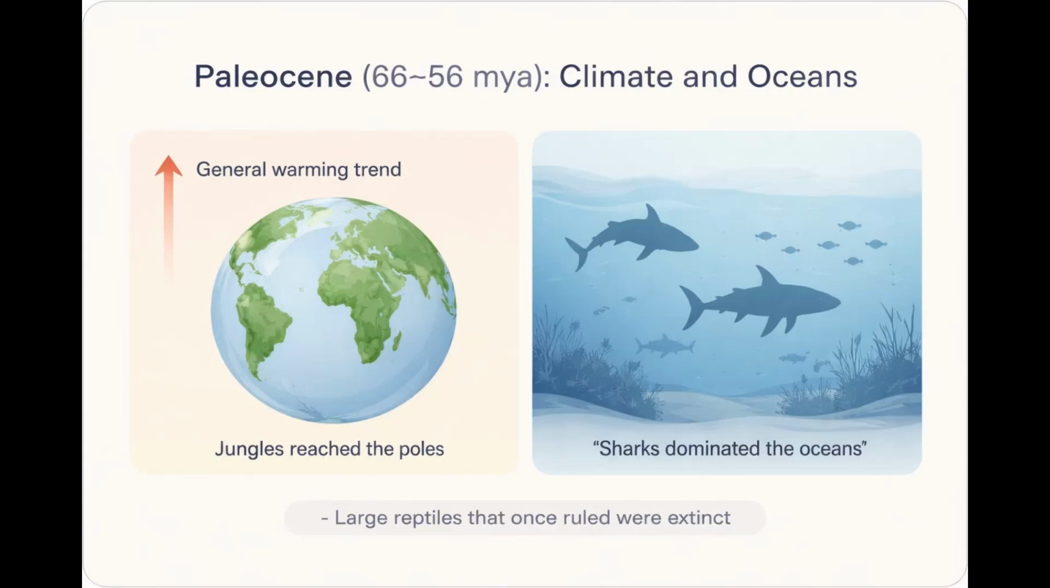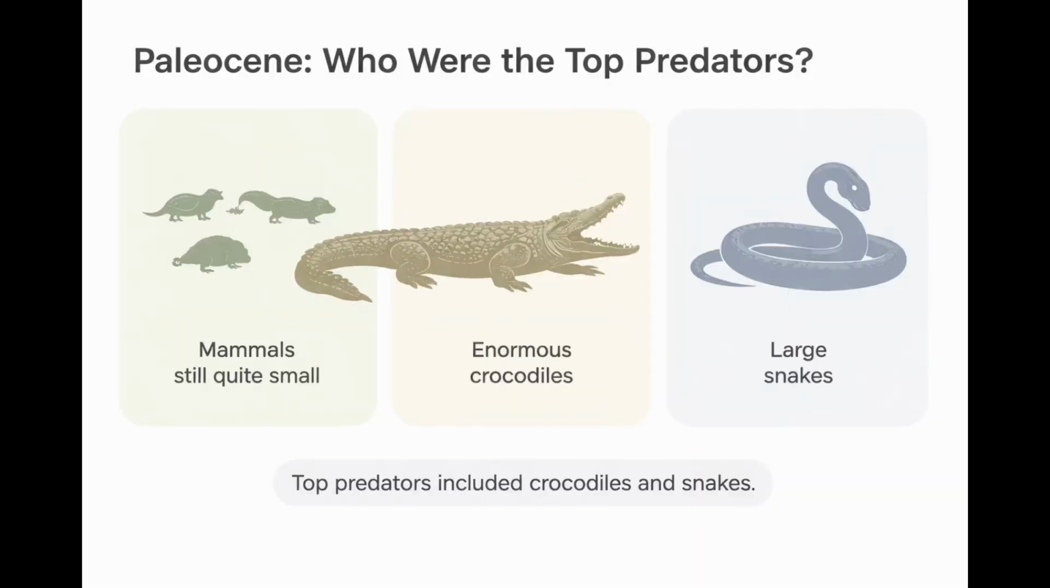Climate in the Paleocene is described as generally warming, to the point that jungles eventually reached the poles. In the oceans, sharks dominated, especially after the extinction of the large reptiles that had previously been major marine predators. This combination, warm climates and reorganized food webs, sets the stage for mammal diversification on land and continued evolution in marine ecosystems. Even though the Cenozoic is known for mammals, the Paleocene didn't start with giant mammals everywhere.